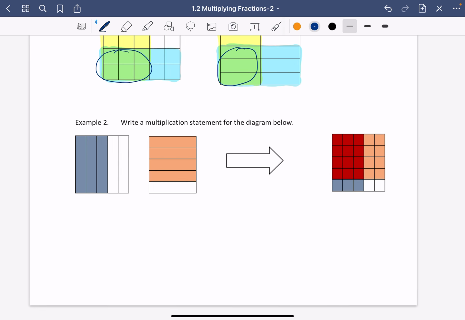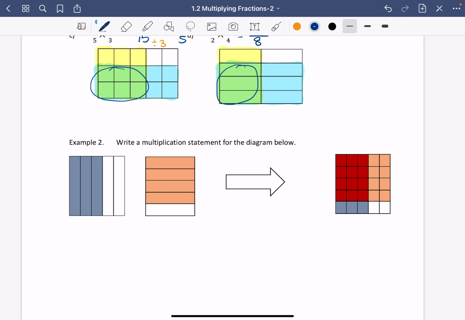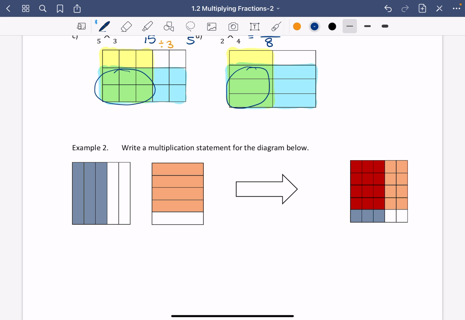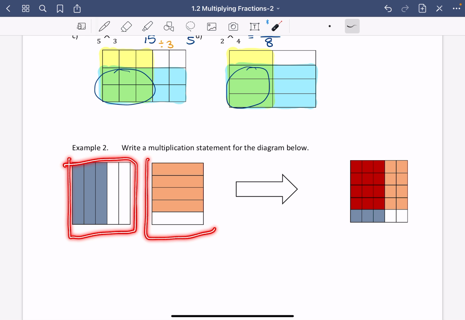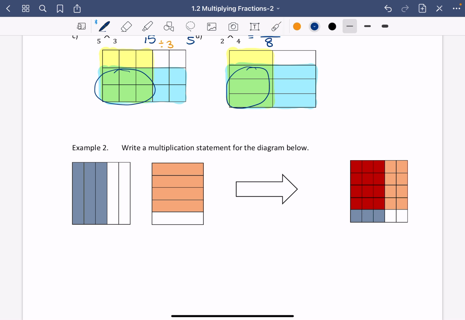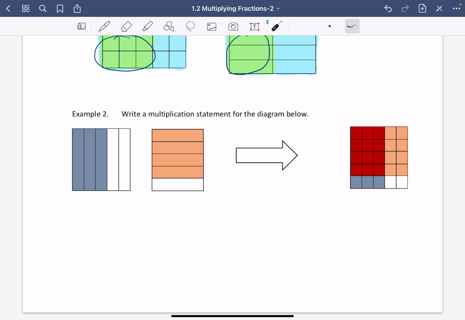And example number 2, write a multiplication statement for each diagram below. So you remember that we shade the first fraction vertically and shade the second fraction horizontally. And if you put them together, the overlapping area will be the solution. So what is this as a fraction? This is the shaded areas, 3 rectangles, and there are a total of 5 rectangles. So that will be 3/5 times 1, 2, 3, 4, 4 pieces of shaded area out of 5 again.